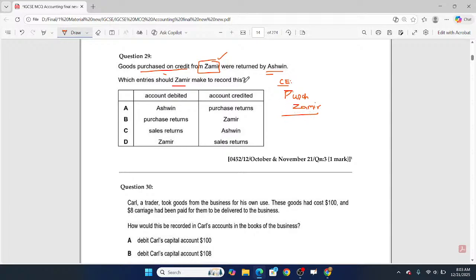Actually, it's not purchases, since the goods were returned by Ashwin. This is the wrong entry. What is the correct entry? As the goods were returned by Ashwin, it's a sales return. It's a sales return. Ashwin. Okay, this is the correct one. Clear.